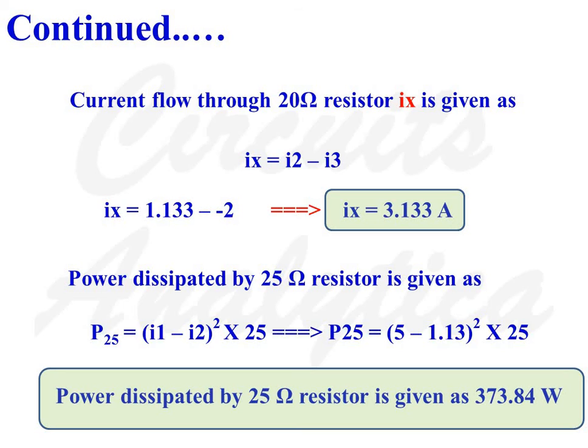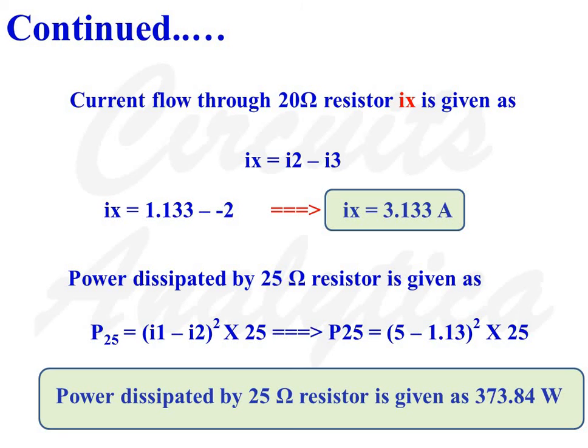So the current flowing through the 20 ohm resistance Ix is given as Ix is equal to I2 minus I3. I2 is equal to 1.133 ampere and I3 is equal to minus 2 ampere. Therefore, we can write Ix is equal to 1.133 minus (minus 2). So Ix is equal to 3.133 ampere.